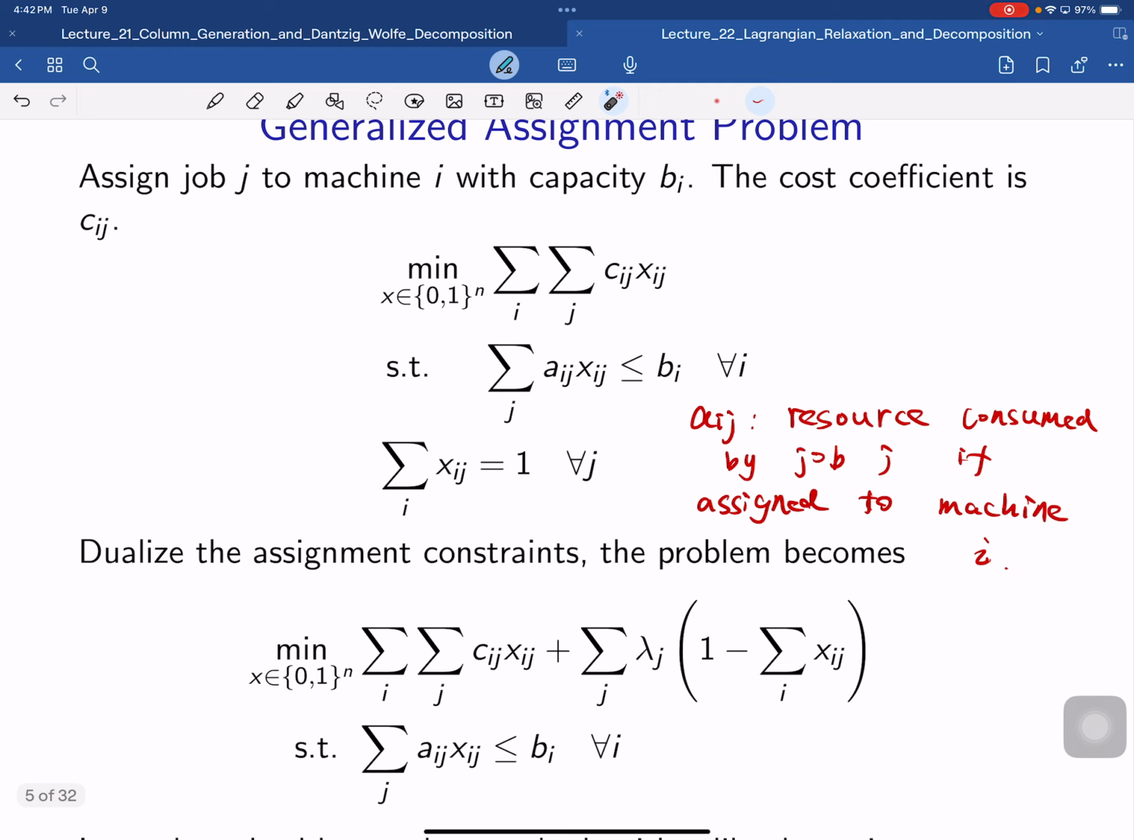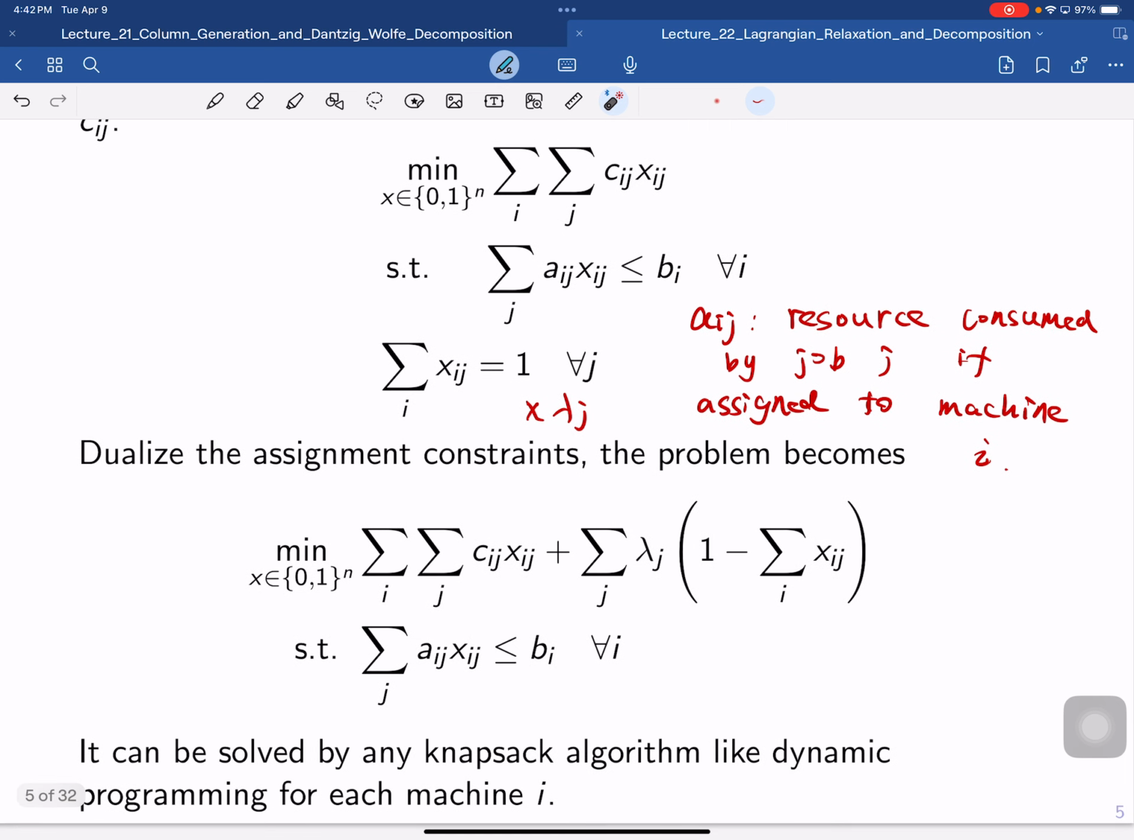So one of the ways we can solve this problem in a much simpler way is if you treat those assignment constraints as the complicating constraint. Let's see what happens with that. If we multiply all these assignment constraints by lambda j, lambda j is like a Lagrangian multiplier. You multiply a constraint with a Lagrangian multiplier, you can take it to the objective function, right?